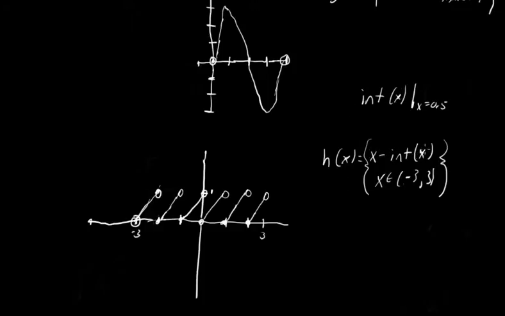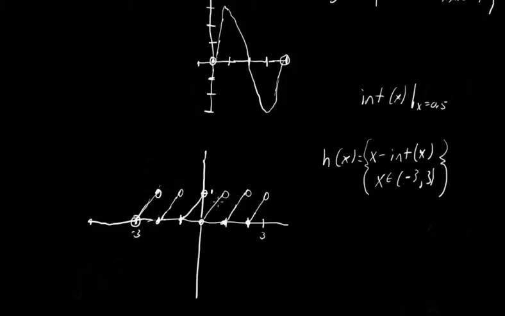But here we have x minus int of x. So let's look at 0. Well, x is 0, and int of 0 is 0 as well. What about at 0.5? At 0.5, x is 0.5 minus int of x. What's int of 0.5? Well, that's 0. 0.5 minus 0, that's 0.5. So it'll just spit out x.